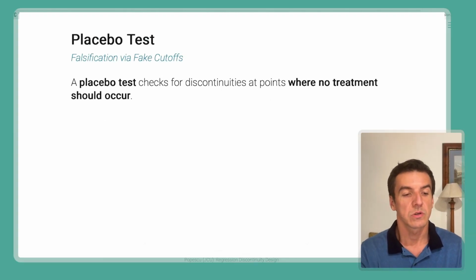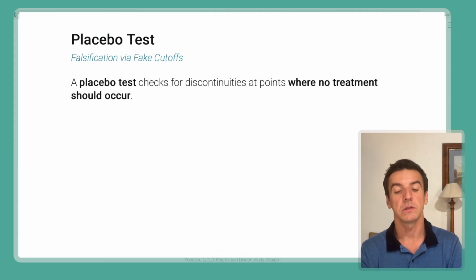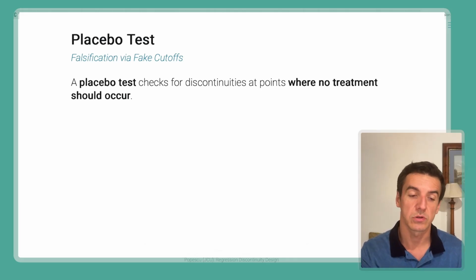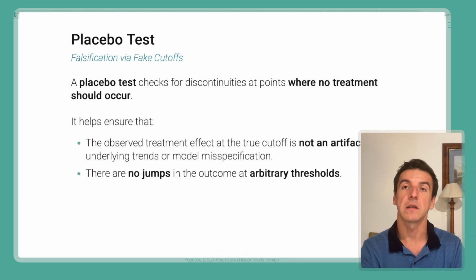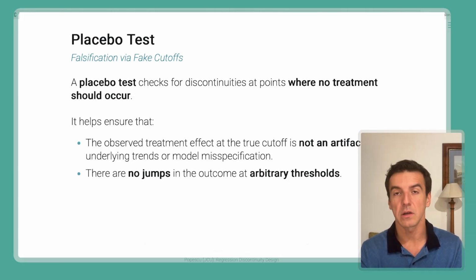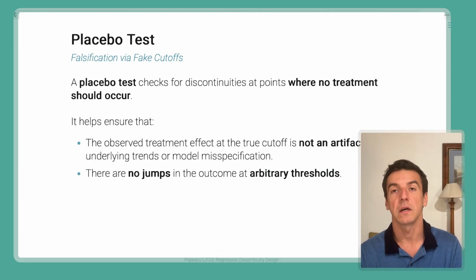One additional credible step to ensure that the RD results are robust is to use falsification tests or placebo tests. Placebo tests fundamentally, in this context, examine discontinuities at points where no treatment should occur. Having these kinds of placebo tests ensures that the observed treatment effect at the cutoff is not an artifact of underlying trends or some model misspecification, and that there are also no jumps at other types of thresholds.